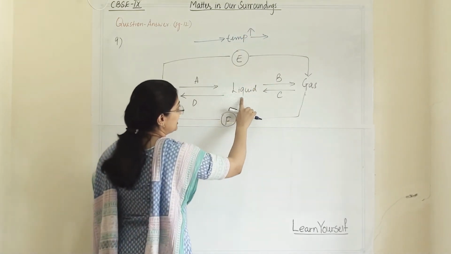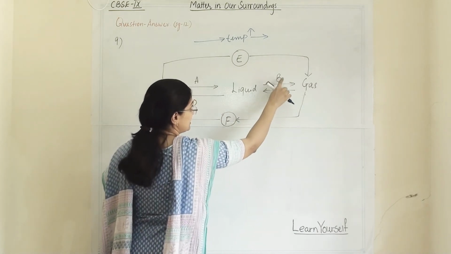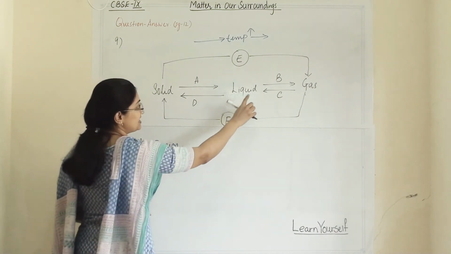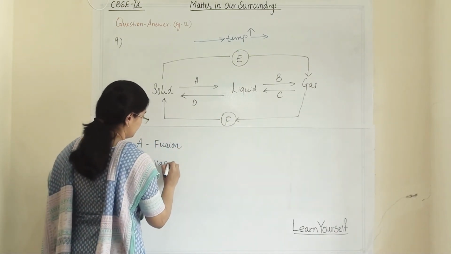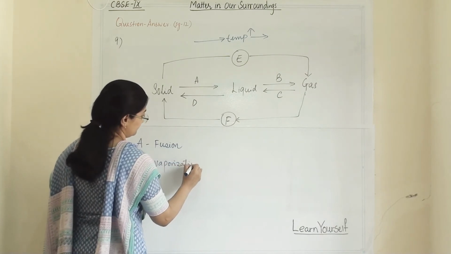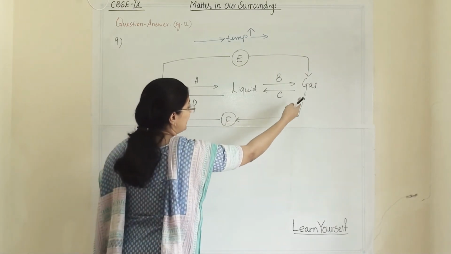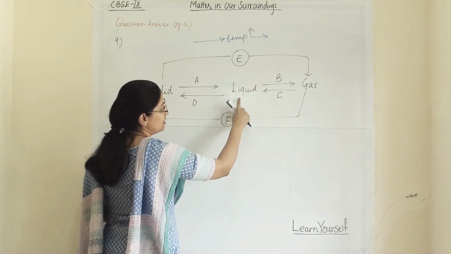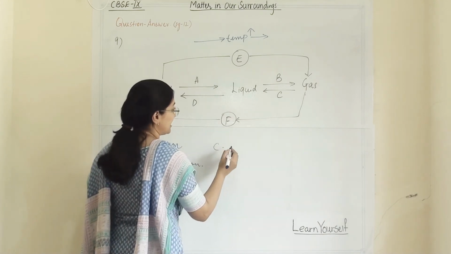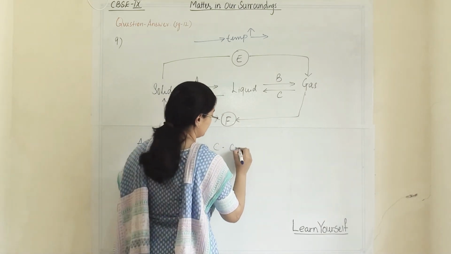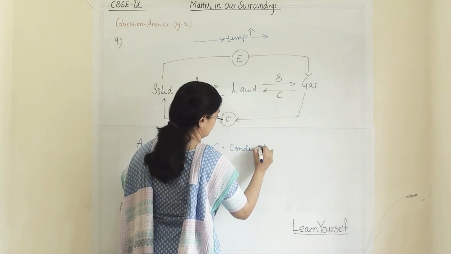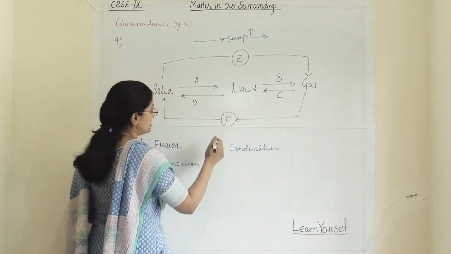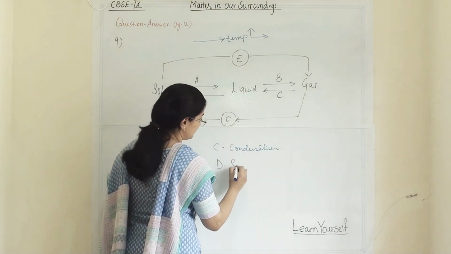When liquid is converting into the gaseous state, that stage is B. We call that B vaporization. While coming back, the gaseous state is converting into liquid. So C is called condensation. Now when liquid is converting into solid, it is called solidification.